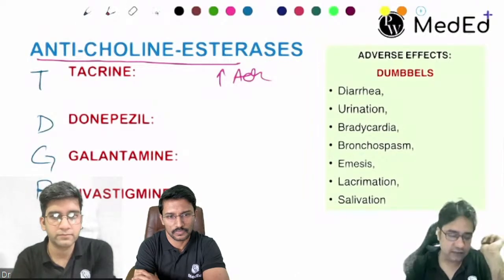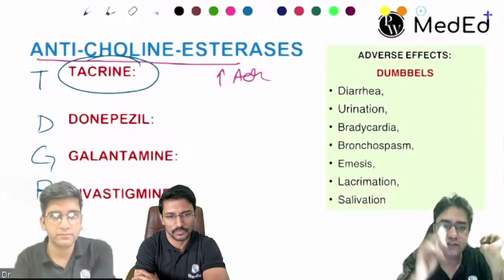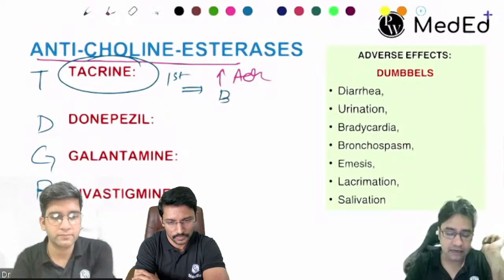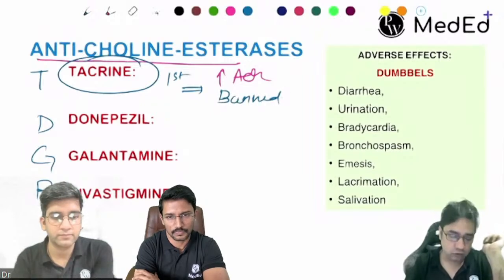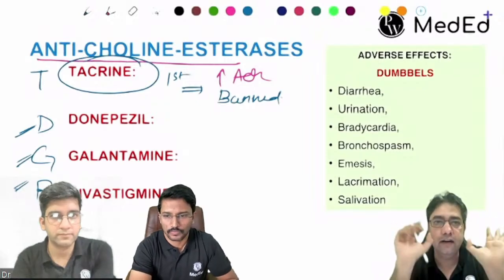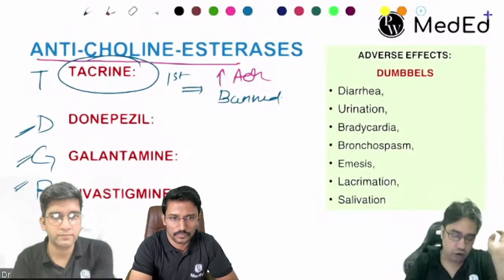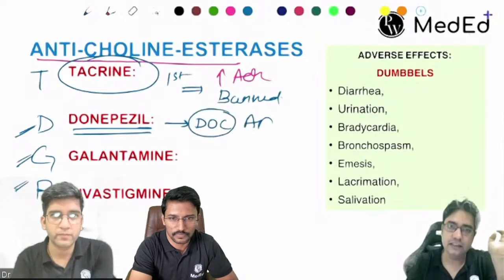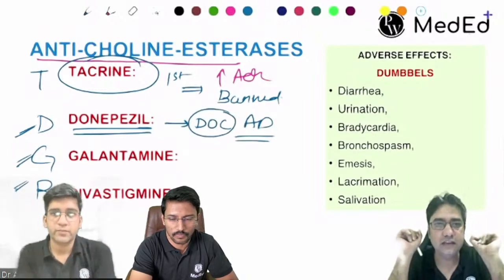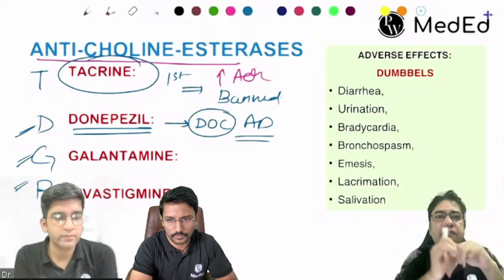T stands for tacrine. Tacrine was the first drug to be made for Alzheimer's disease, but unfortunately it got banned. So now the approved therapy, the approved drugs we are having is only Duggar. And among them, donepezil is considered to be the drug of choice for Alzheimer's disease. It is the first drug to be started. The reason is it is the most effective drug.